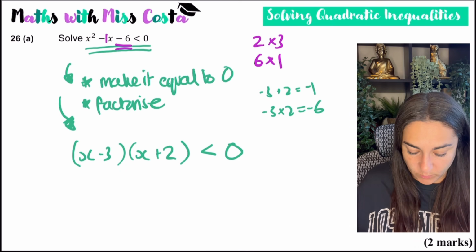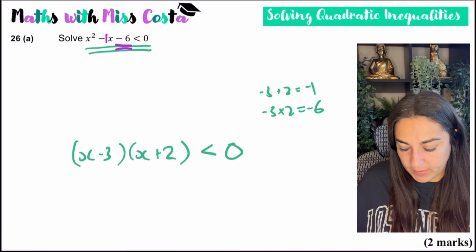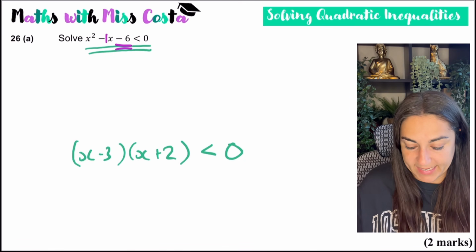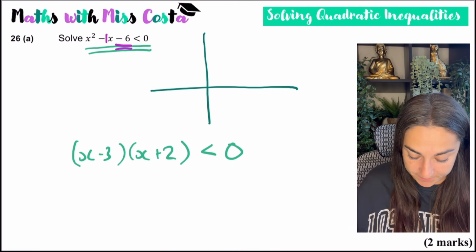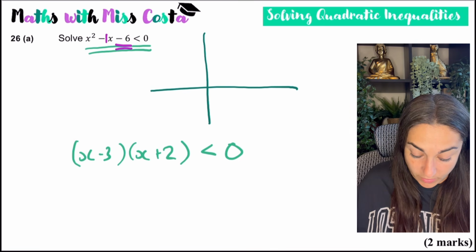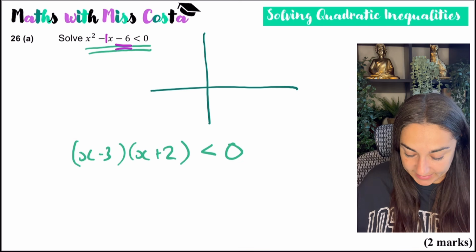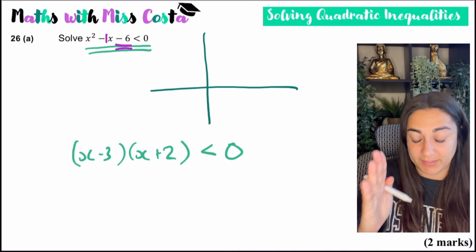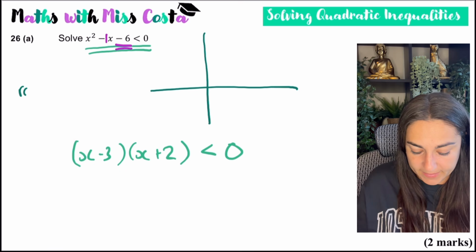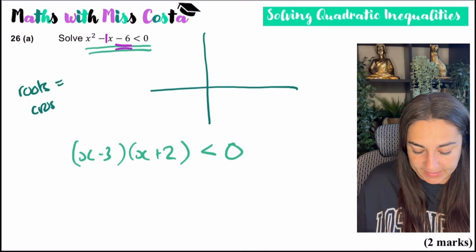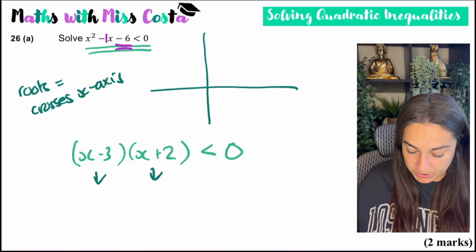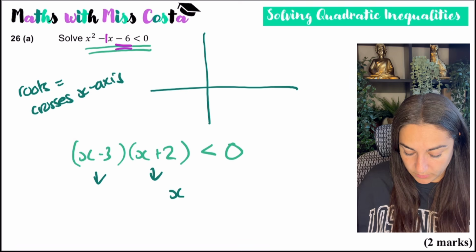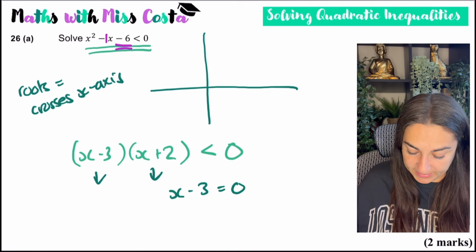Now with quadratic inequalities, it's a little bit more complicated than just with an equation. So what I do is I draw a little sketch to help me. The graph of x squared minus x minus 6 is going to have some roots, which is where it crosses the x-axis. And the roots are these things over here. So I make each bracket equal to 0.